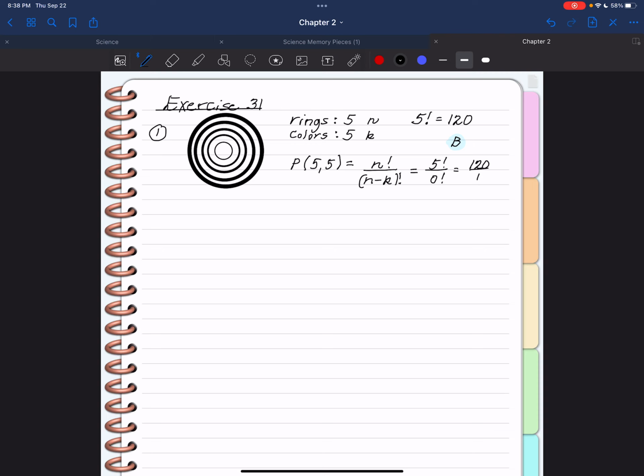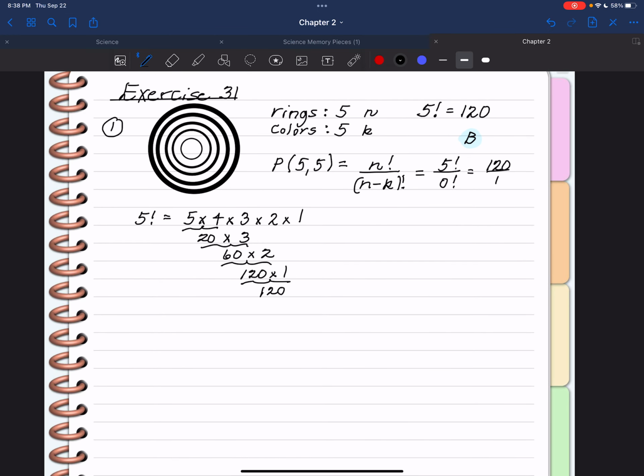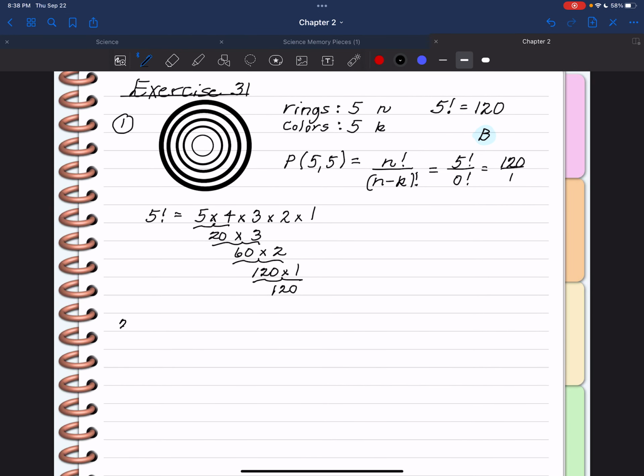You could also do this longhand. Just remember what 5 factorial means. It's 5 times 4 times 3 times 2 times 1. 5 fours are 20. 20 times 3 is 60. 60 times 2 is 120. And 120 times 1 is 120. So that's another option to get the answer, however you want to do it. You could do the permutation on the calculator. It's entirely your decision. All right, number 2.